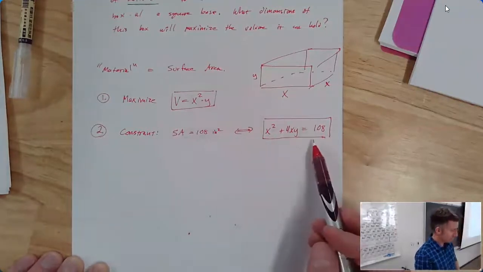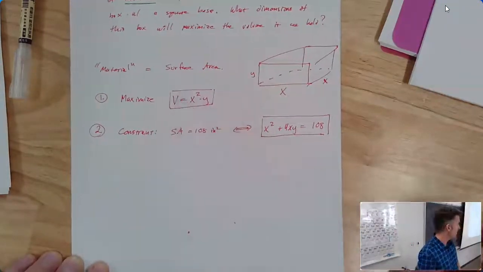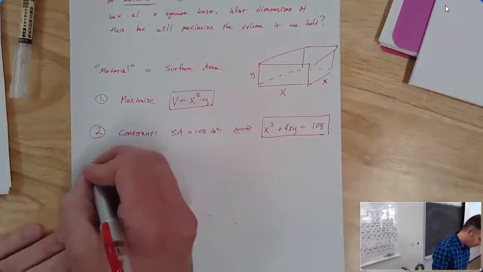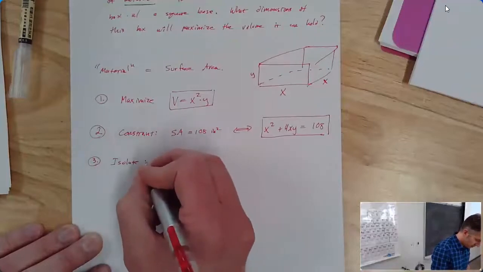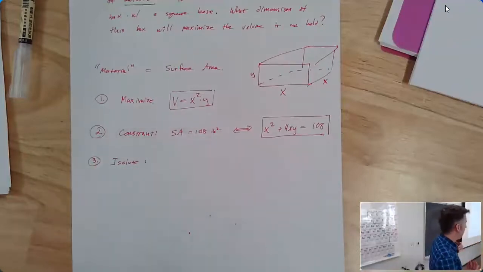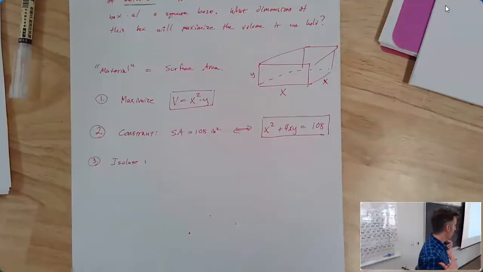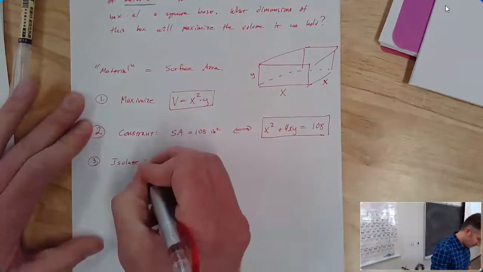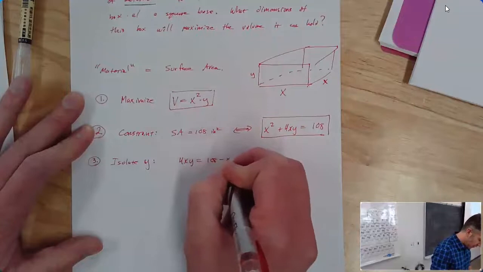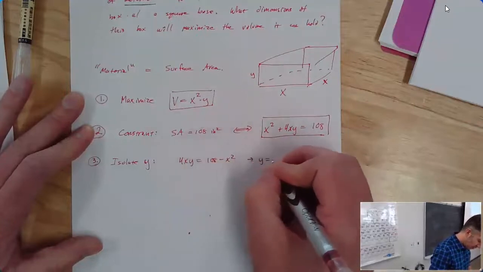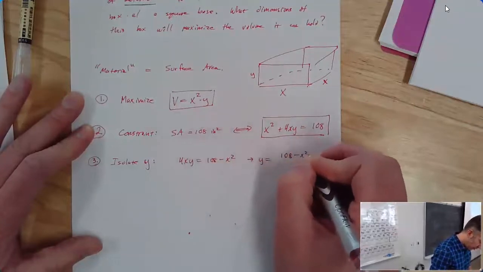We're going to use the constraint to solve for one of those variables and then substitute that into the other thing. So we're going to isolate a variable in our constraint. Either choice is typically fine. You usually want to make the choice that is easier. Here it is definitely easier to solve for y instead of x. Solving for x would involve the quadratic formula, which we don't want to use. So solve for the one that's easier. So we're going to isolate y. So 4xy equals 108 minus x squared, and y is equal to (108 minus x squared) divided by 4x.